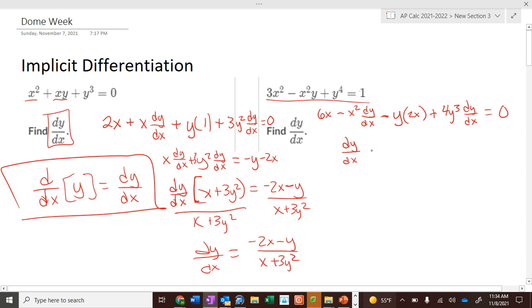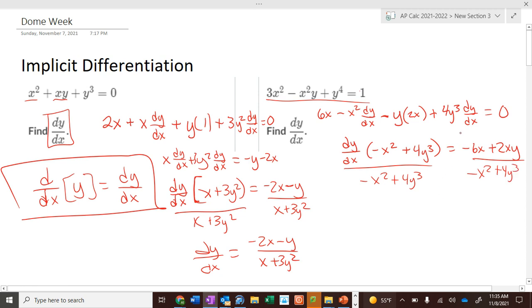So then you get dy/dx alone on one side. So dy/dx times negative x squared plus 4y cubed. Everything else goes to the other side. Negative 6x plus 2xy. Because it's negative 2xy on the left side, so then it's plus 2xy on the other side. Divide. Okay? That's what dy/dx equals. That's implicit differentiation.